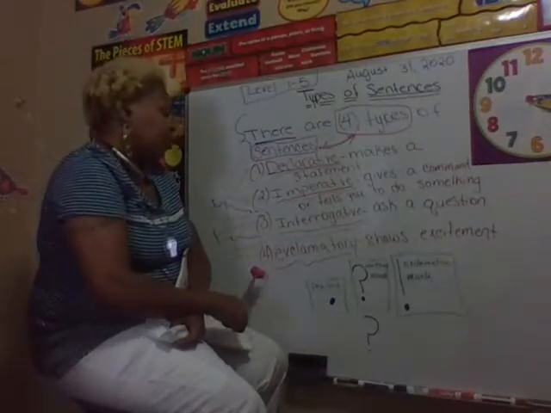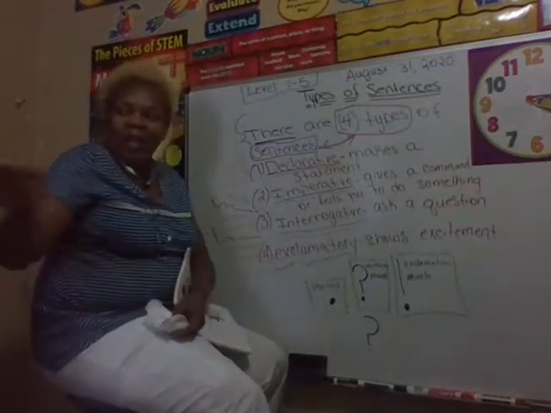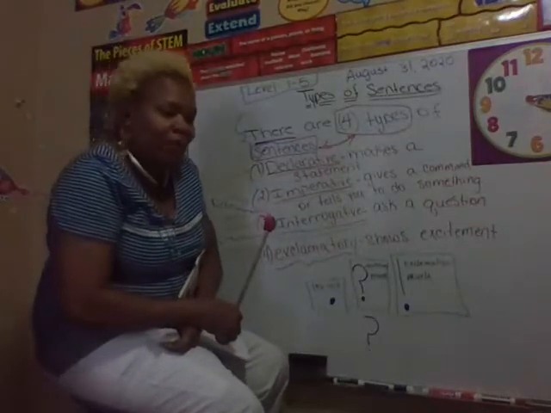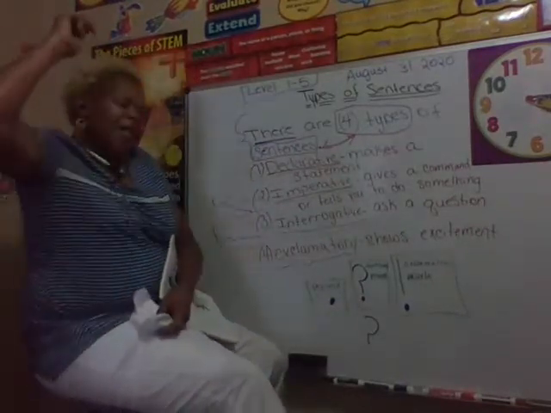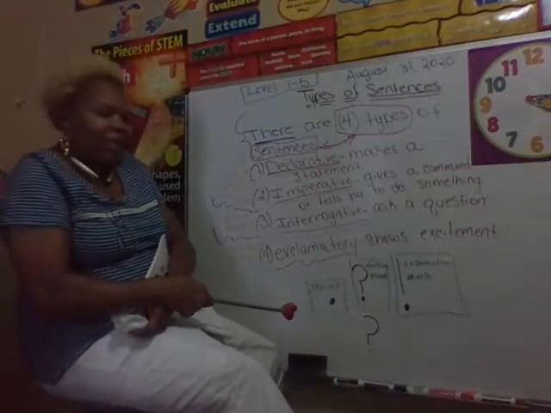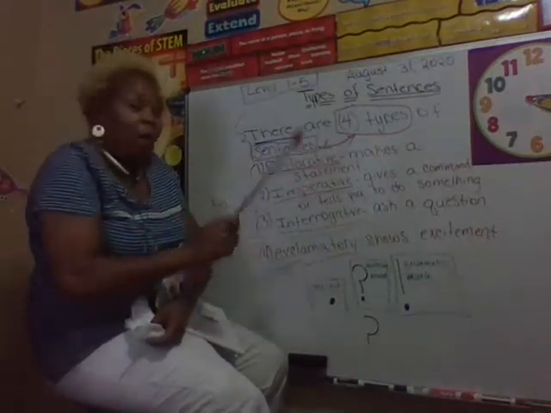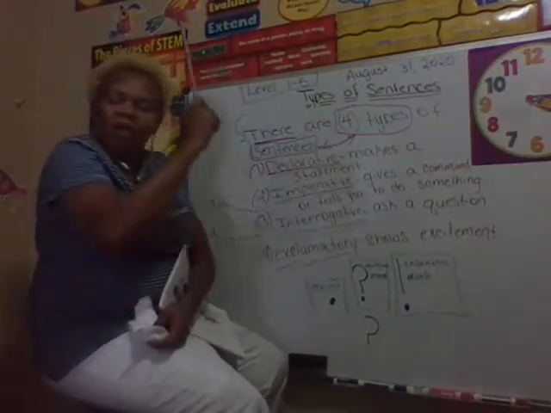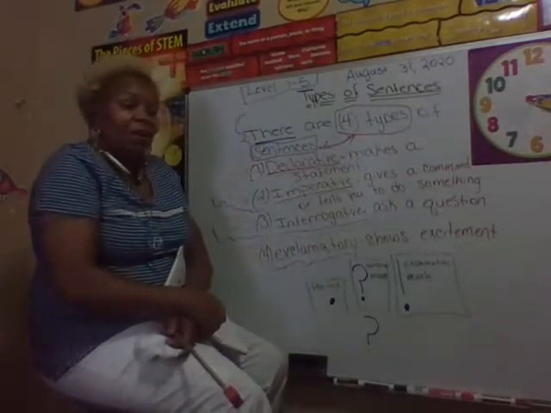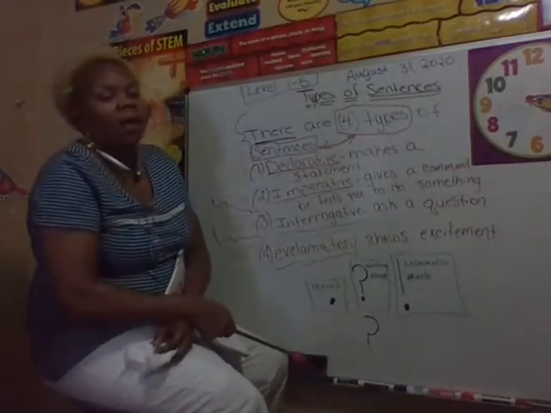Alright, exclamatory. Remember, exclamatory shows excitement. And what kind of mark does the exclamatory sentence get? Exclamation point. And what is an exclamation point? It's a punctuation mark. My goodness, you guys are right. You guys are so smart. Give yourself a thumbs up because you got it right. And then give yourself a pat on the back because you are so smart. And I am so glad that you are learning.